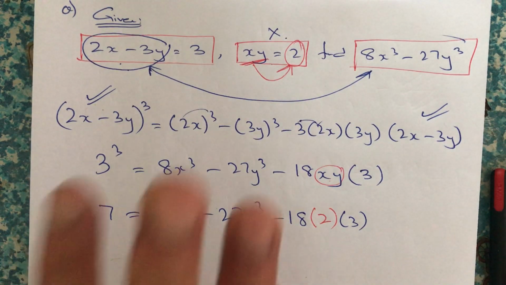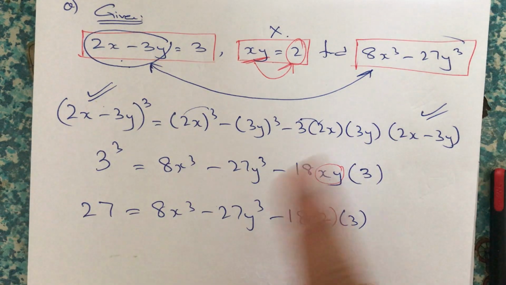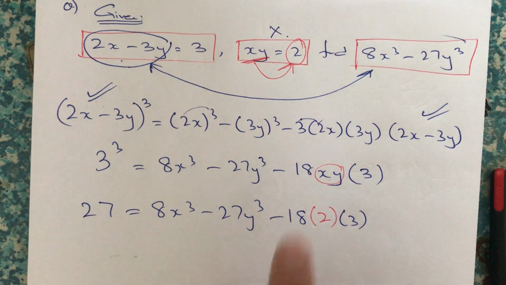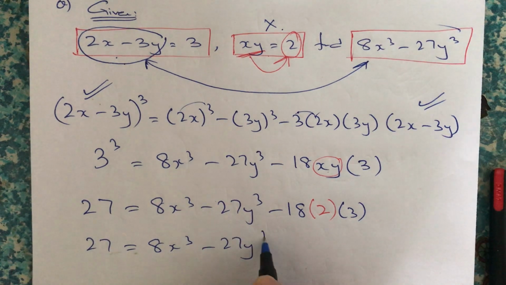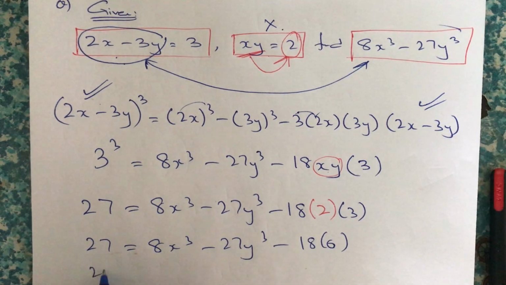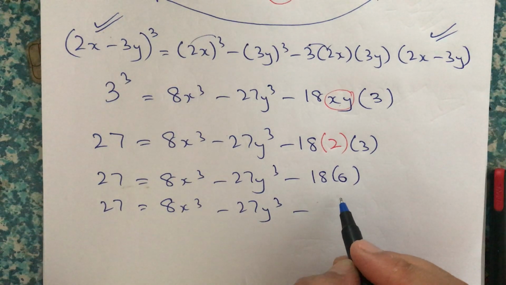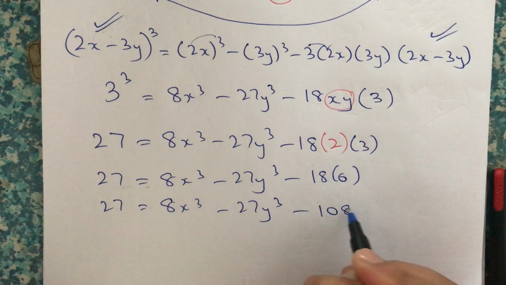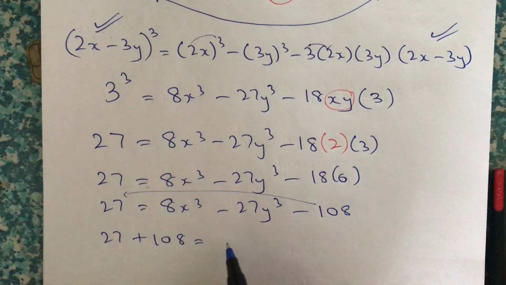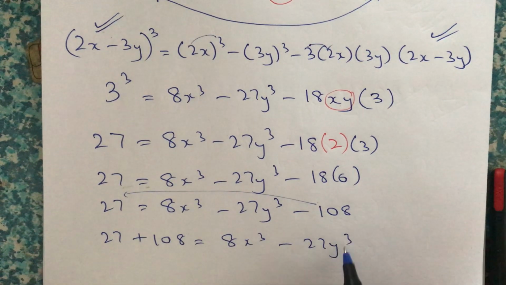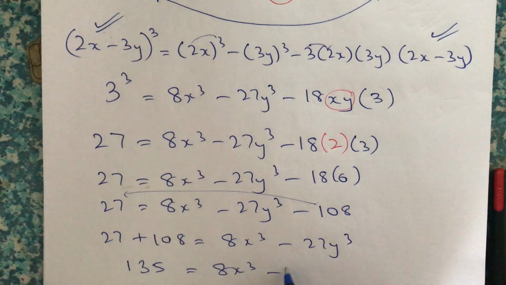So over here in total we'll have 3 substitutions. We have one substitution over here, one substitution over here. Then in the next step we'll have to make one more substitution for your xy. So then it becomes 27 is 8x cubed minus 27y cubed minus 18 into 6, and then I get 27 is equal to 8x cubed minus 27y cubed minus, what do I get? 6 8s are 48, and I get 108. So this 108 will come this side. I get 27 plus 108 is equal to 8x cubed minus 27y cubed. If I add them, I'll get 135 is equal to 8x cubed minus 27y cubed.